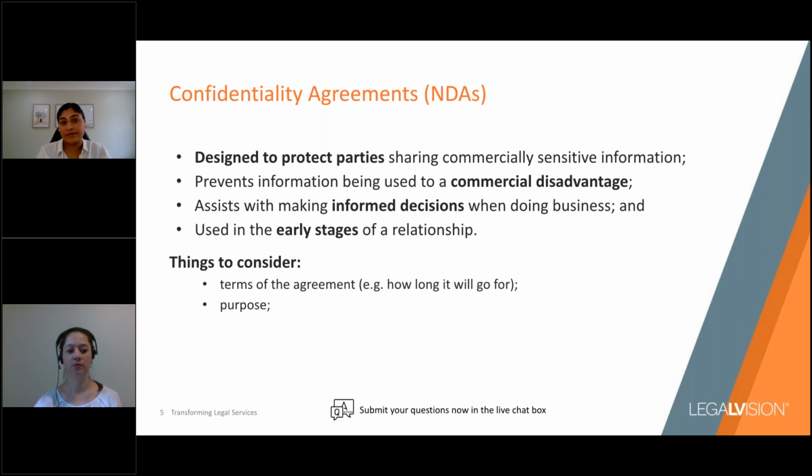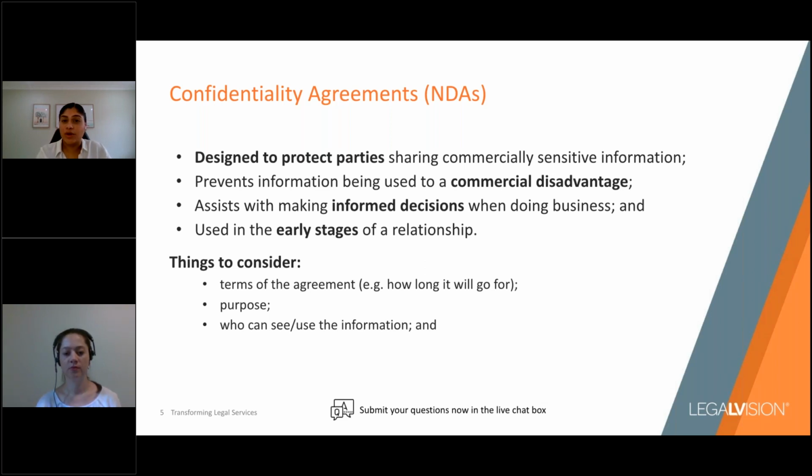Further from that, who can they disclose that confidential information to? So for example, can they share that information with their employees for the purpose of coming to that informed decision about the confidential information about the transaction, or is it purely just for their ears and eyes only?